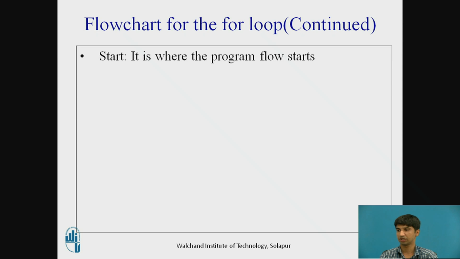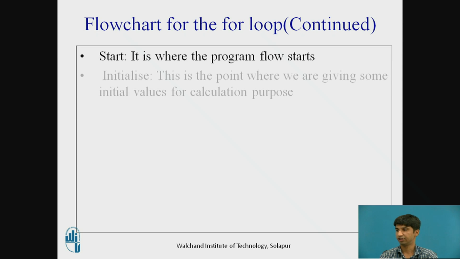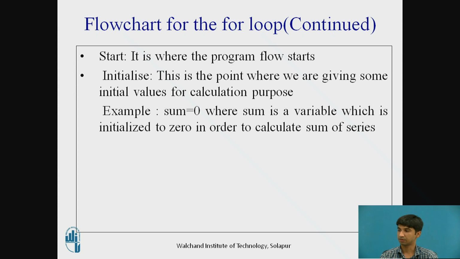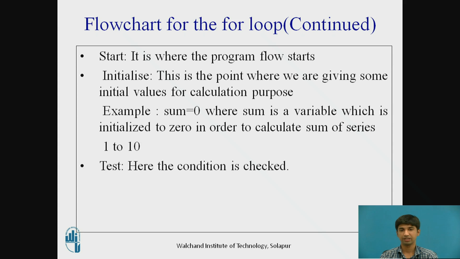It's where the program starts, the start symbol, then the initialize symbol, from where you're starting, giving the initial values for the calculation purpose. Then sum equal to 0, where sum is a variable or an identifier which is initialized to 0 in order to calculate the sum of the series 1 to 10. Test is where the condition is checked.